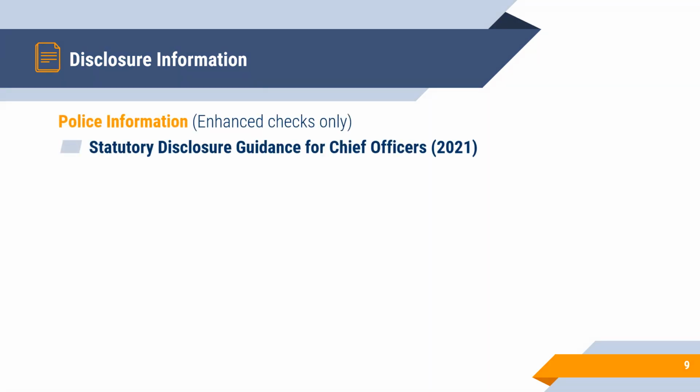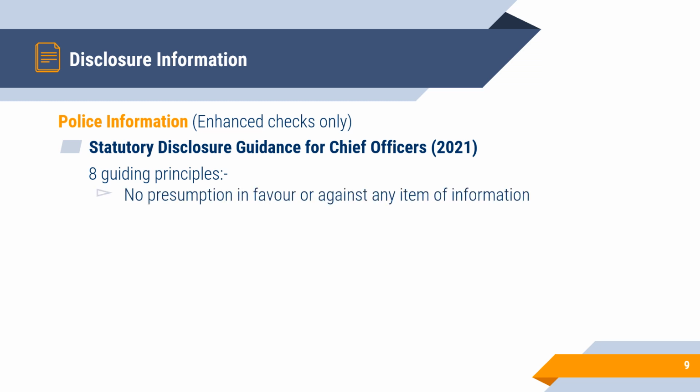The second primary document to be referenced by police forces is the Statutory Disclosure Guidance for Chief Officers. This is a document produced and published by the Department of Justice and sets out the 8 key principles to be applied in consideration of police information. Namely, there should be no presumption in favour or against any item of information. Information should be relevant to the role the individual will be undertaking. The information ought to be disclosed so that the employer can consider this in taking the recruitment decision.